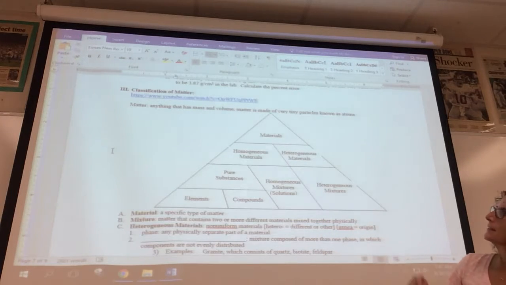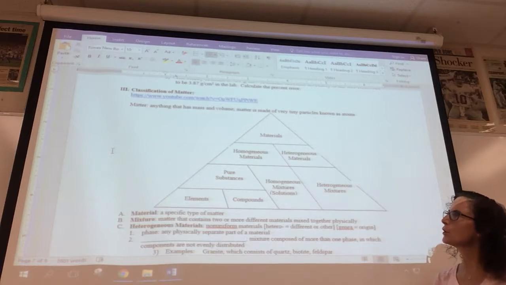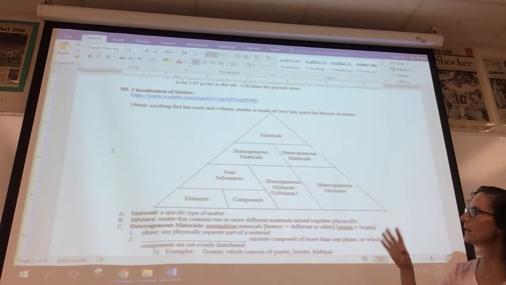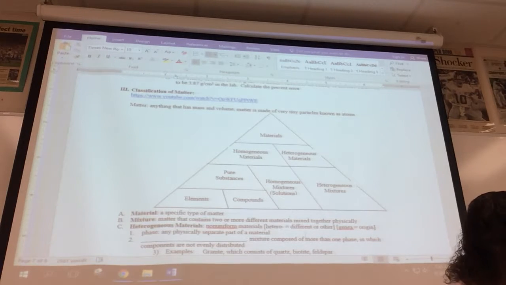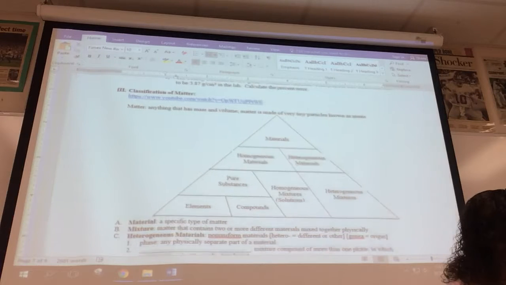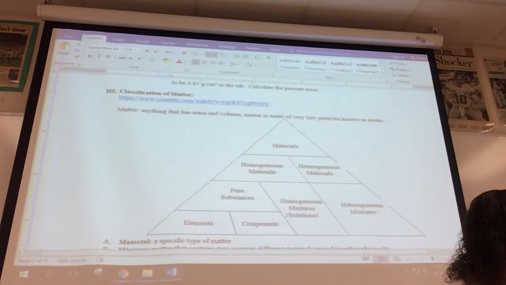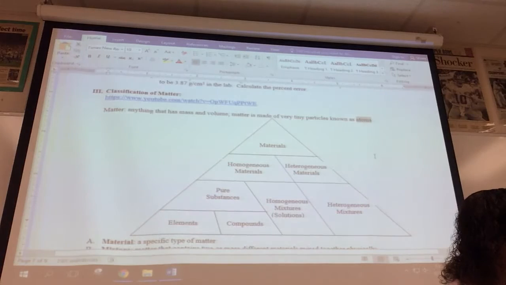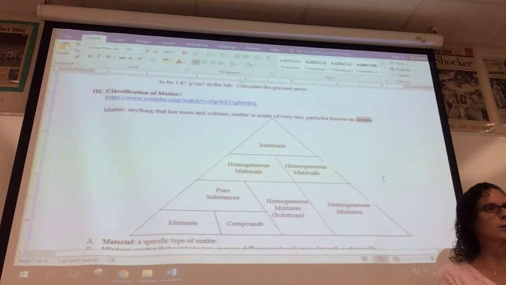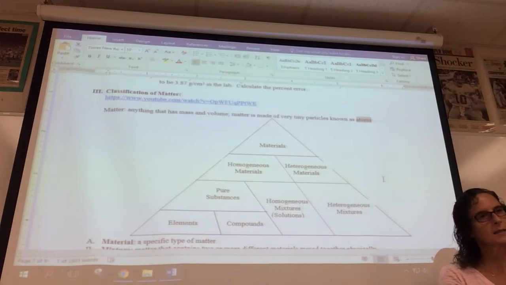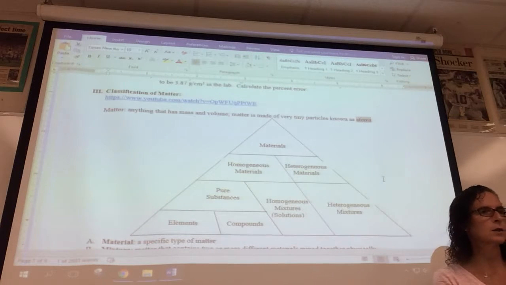What we're going to do today is classify matter. I'm going to show you a brief little videotape that helps to put some of this into perspective. We know that matter is anything that has mass and takes up space. And matter is comprised of very tiny particles known as atoms. Atoms are the building blocks of matter, similar to the way that you learned about proteins last year, where amino acids were the building blocks of proteins.